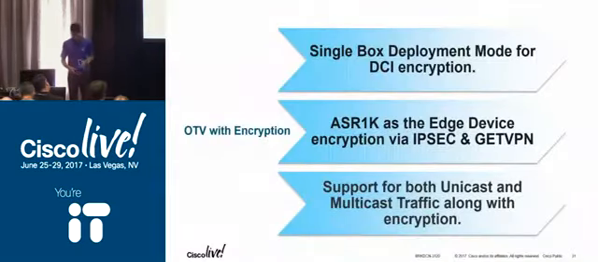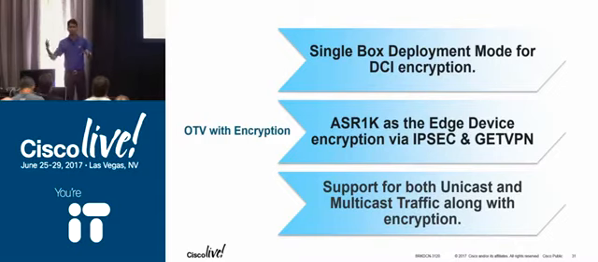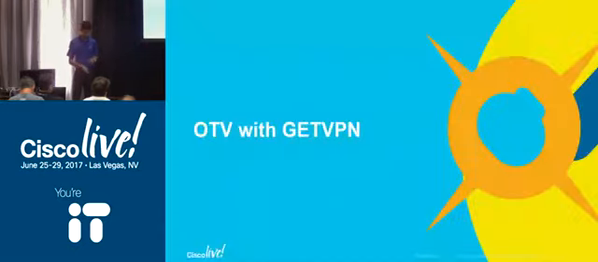Benefits, as we discussed in the previous slide, it's a single box deployment mode. At any point in time, if we choose ASR1K, it can provide you encryption along with the OTV services. It supports ASR1K, as we know. It supports both the modes of transport, both unicast and multicast. Both of them are supported with the encryption modes. OTV with GetVPN.